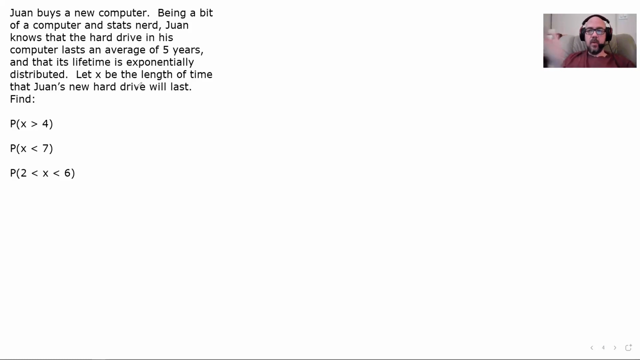So it could be anywhere. It could fall apart tomorrow, or it could last 20 years. We don't know. And we want to find the probability that it lasts at least 4 years, lasts less than 7 years, or that it lasts between 2 and 6 years.